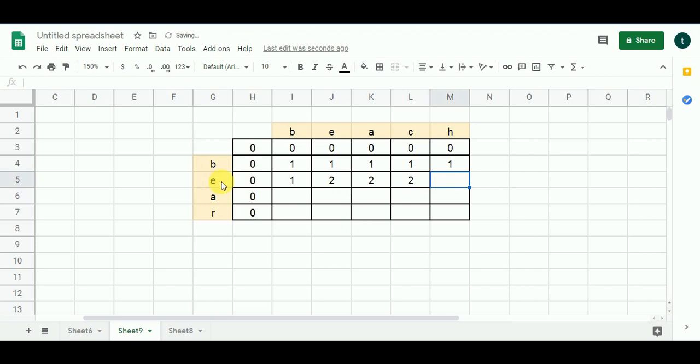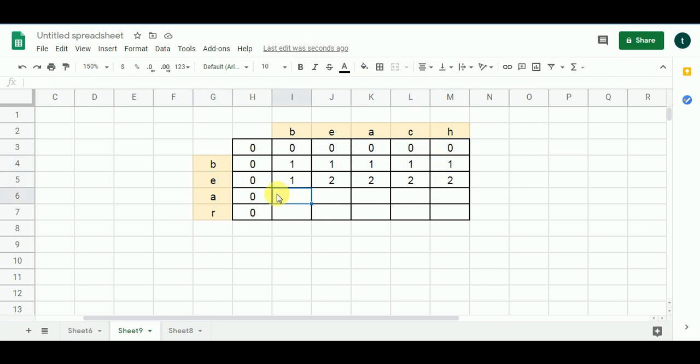Okay. Now E doesn't match with H, so it will be the maximum value out of these two cells. It is going to be 2. We are solving this using dynamic programming technique, and each cell represents a subproblem. What this cell represents is that if we have one string as beach and another string as be, then the longest common subsequence is going to come as 2.